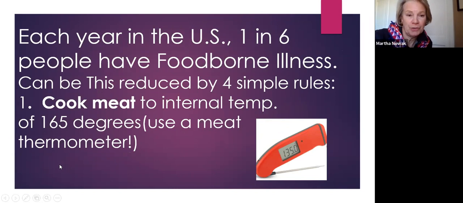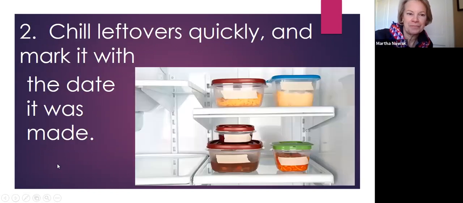You can cook your meat to an internal temperature of 165 degrees. Use a meat thermometer, and so many of them are digital, and you don't have to worry about breaking the glass. It's got a little probe on the end of it, and it just folds out and goes right into the center of the meat, and it can tell you what the temperature is. So you're actually cooking those pathogens so they're no longer going to harm you.